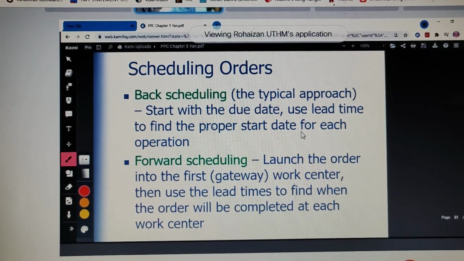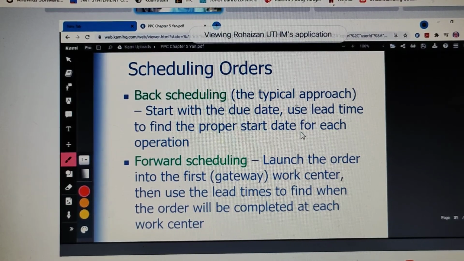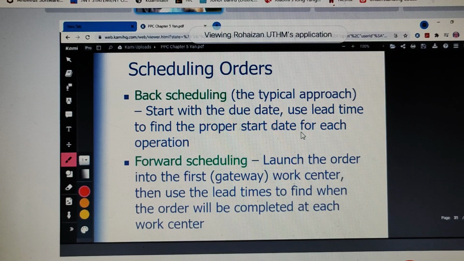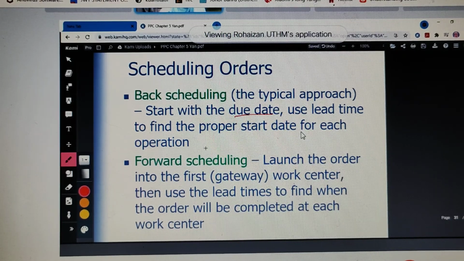But for back scheduling, this is the typical approach. Normally, this is the better approach, the one that is preferred, because we start from the back. We start from when we need to send to the customer. So we start with the due date, and then we use lead time to find the proper start date for each operation. In this PPC, we're going to look at back scheduling.